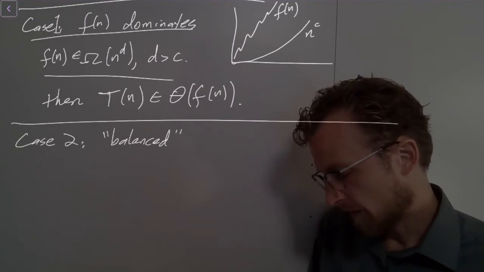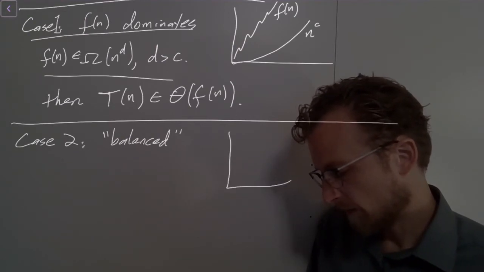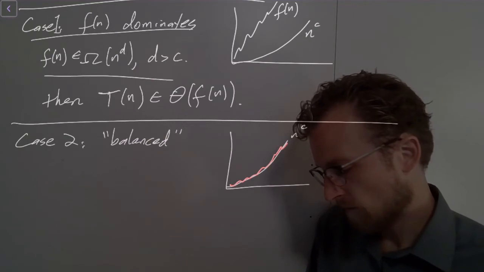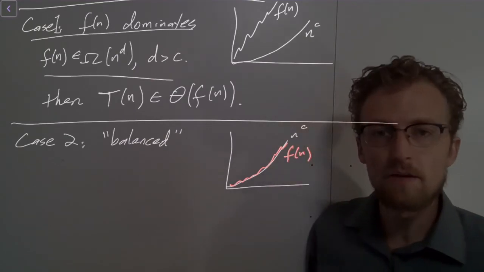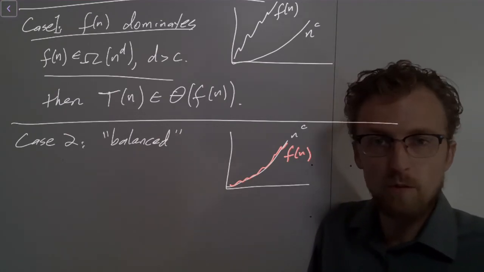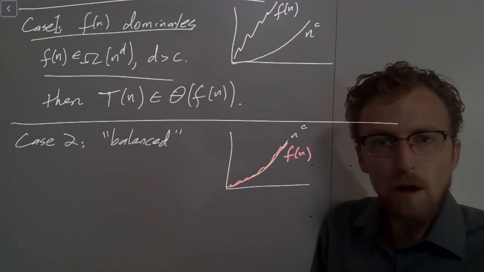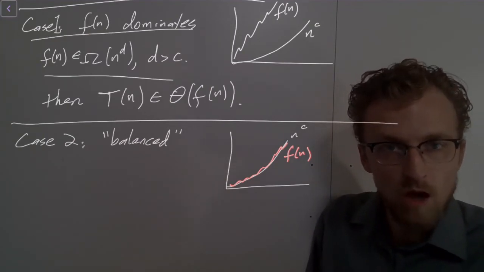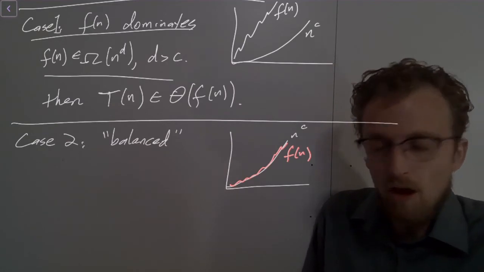And what are we looking for with this one? Well, if we were to plot this n to the c, then our f of n would exactly match it. F of n would follow right along, with up to a log slowdown. So we're saying f of n is polynomial with degree c, but then also could have some log slowdowns. It could have k log slowdowns.